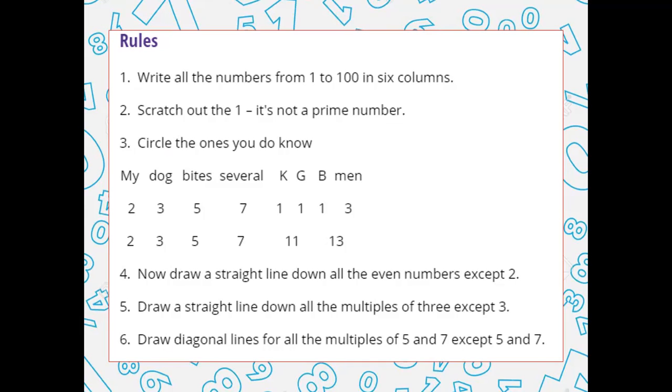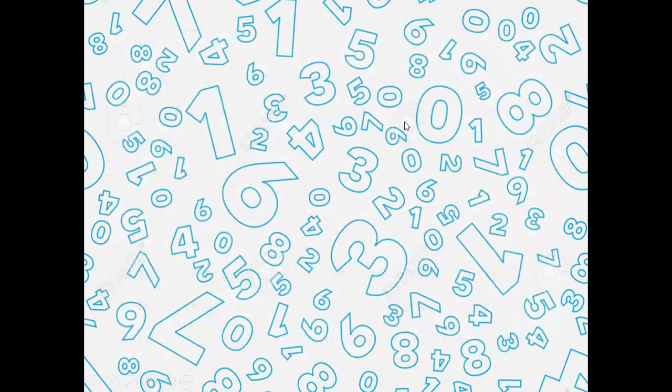Now again, we'll take rule number 6, the last one: draw diagonal lines for all the multiples of 5 and 7. Diagonal lines, how to do that? It's like from the left going this way, just like drawing one part of the X. Except 5 and 7. Multiples of 5 are like 5 multiplied by 1 is 5, 5 multiplied by 2 is 10. Multiples of 7 are like 7 multiplied by 1 is 7, 7 multiplied by 2 is 14.